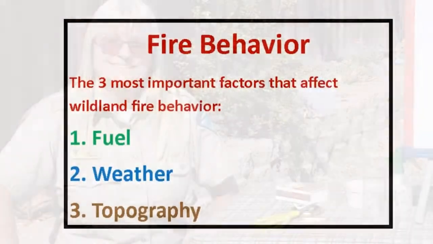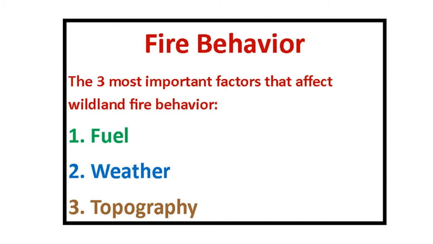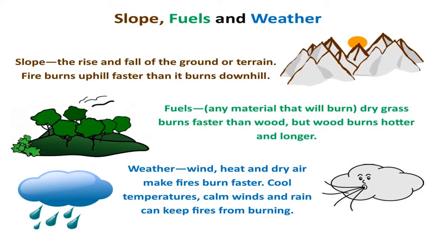Fire behavior. The three most important factors that affect wildland fire behavior are fuel, weather, and topography, or slope. Slope is the rise and fall of the ground or terrain. Fire burns uphill faster than it burns downhill. Fuels, any material that will burn. Dry grass burns faster than wood, but wood burns hotter and longer.